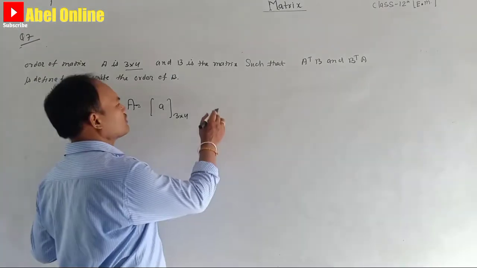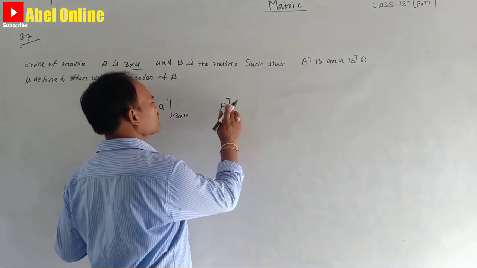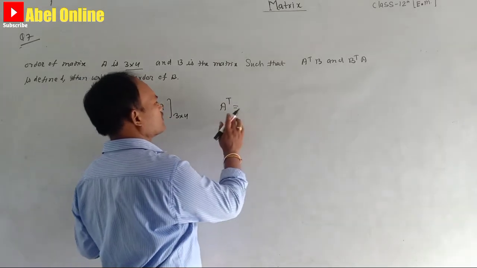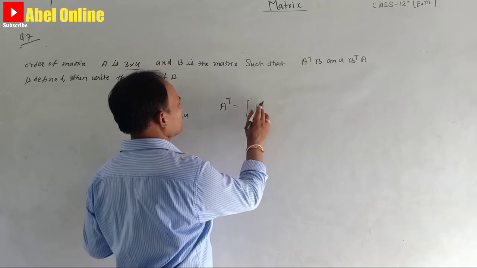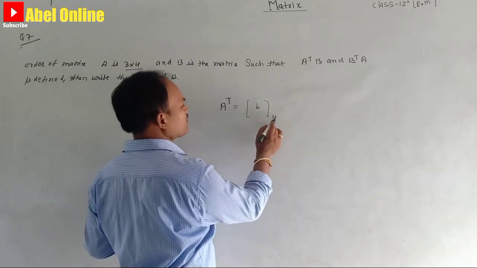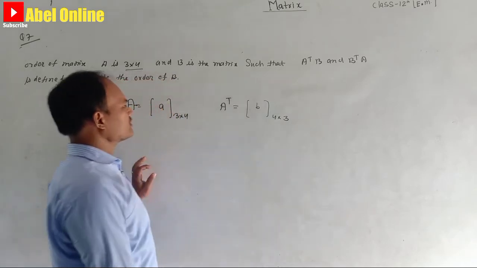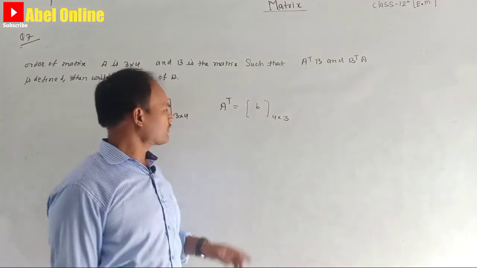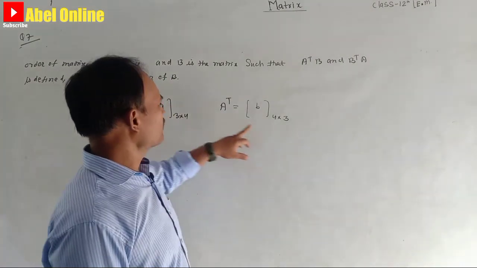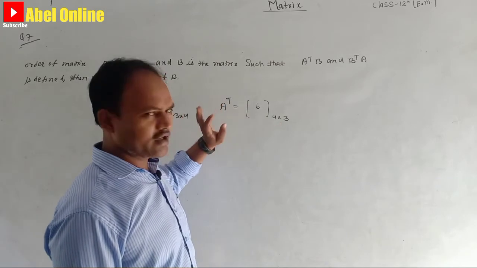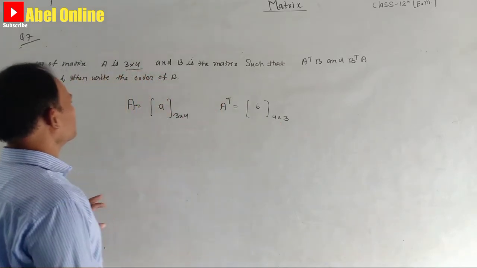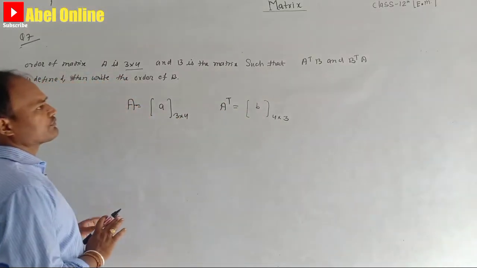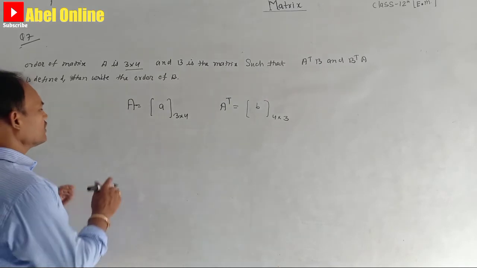What is the order of A transpose? The order of A transpose is 4 cross 3, because rows are converted to columns and columns are converted to rows. So we can say that 3 cross 4 is the order of A, so 4 cross 3 will be the order of A transpose. Okay, so we know the order of A and A transpose.